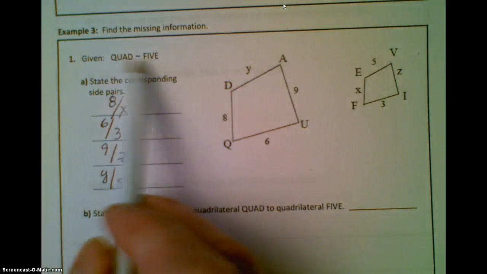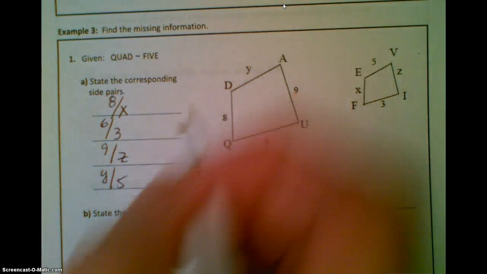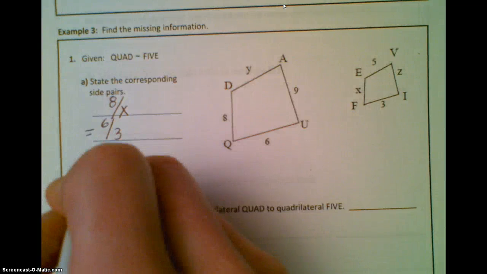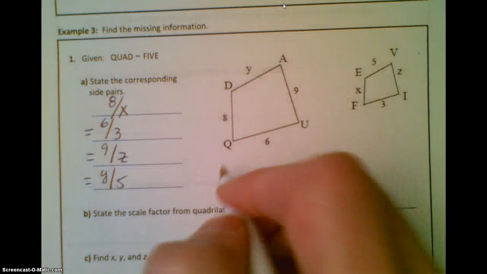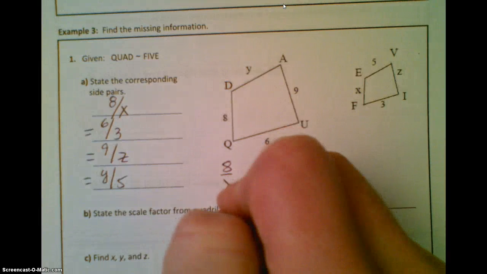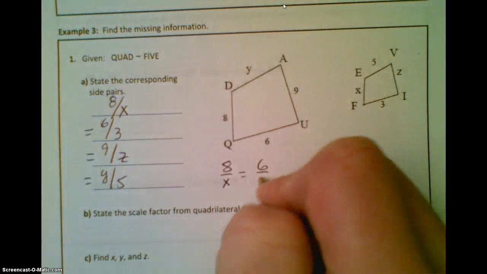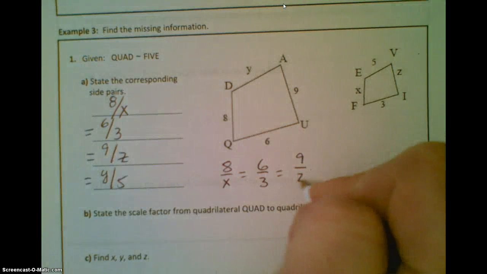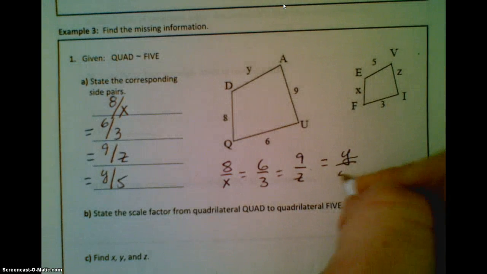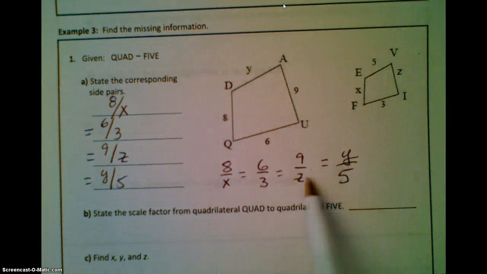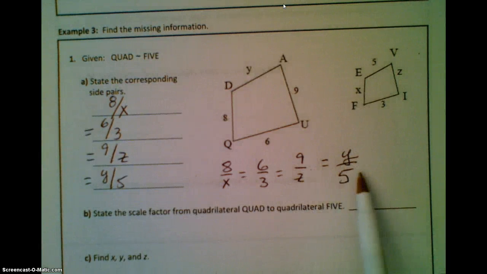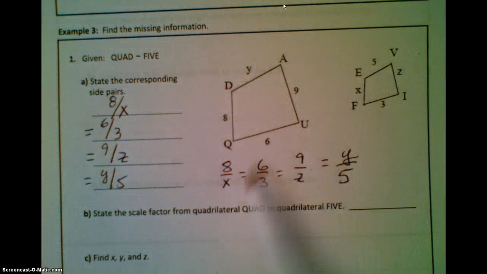And I know that since these two quadrilaterals are similar, all of these are going to be equal to each other. If I wanted to write this as one long equality statement, I could write it as 9 over X is equal to 6 over 3, which is equal to 9 over Z, which is equal to Y over 5. When I want to find these three variables, X, Y, and Z, all I need to do is pick two of these ratios as a proportion and solve for the missing variable. If you notice, one of these ratios is different. It's the second one here, because both of them are numbers.